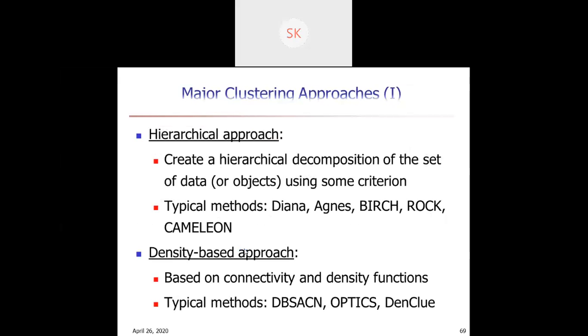The second approach is the hierarchical approach, which creates a hierarchical decomposition of the set of data objects using some criteria. As we are aware, a hierarchical structure has parent nodes, and it is further expanded with respect to their descendants, just like our tree structure. First is the root node, then we split into sub nodes with respect to the root, and below that we grow the tree. The typical methods under this hierarchical approach are DIANA, AGNES, BIRCH, ROCK, and Chameleon.